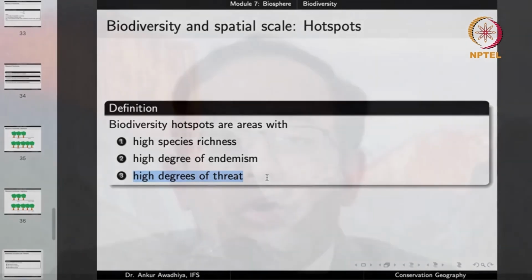Why a degree of threat? Because every other year you will come to know through the news that such and such person wants to mine these areas for such and such minerals, or wants to convert these areas into agricultural fields, or into, say, sea facing bungalows. So there is a great amount of threat to these areas. People want to convert these areas into something else.